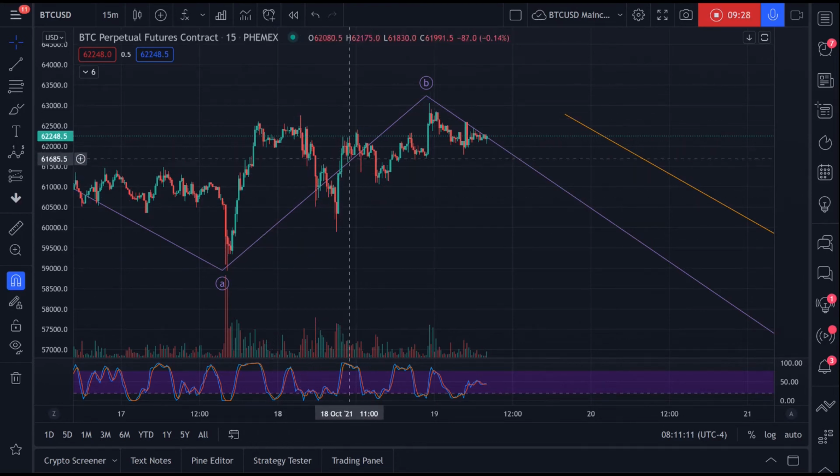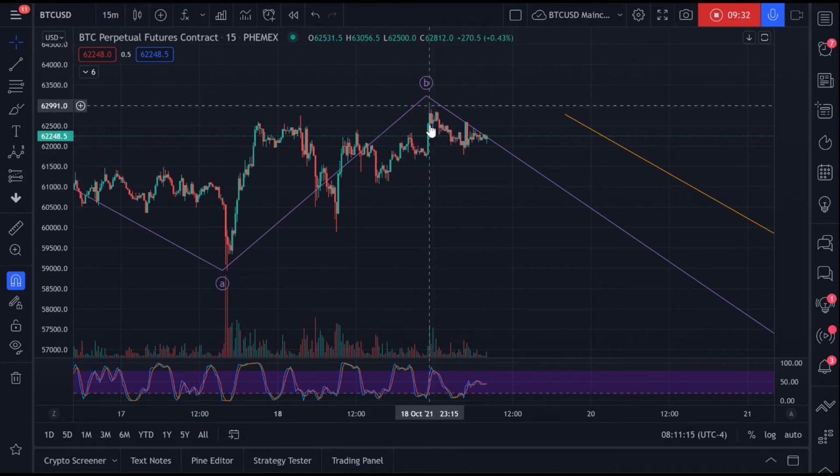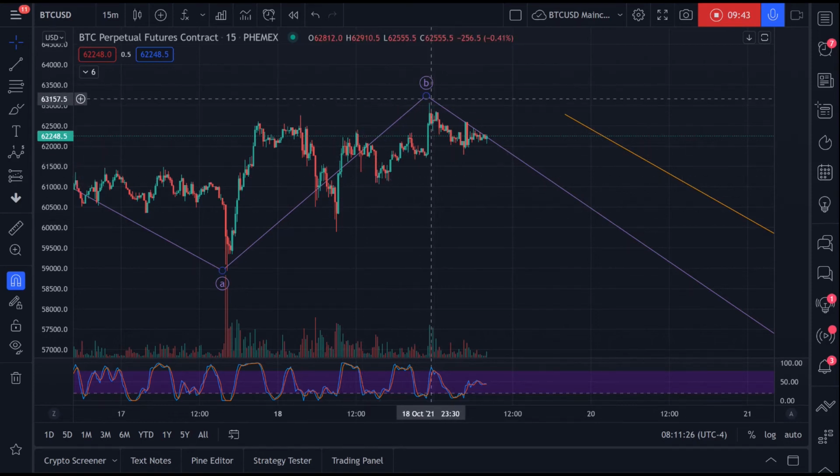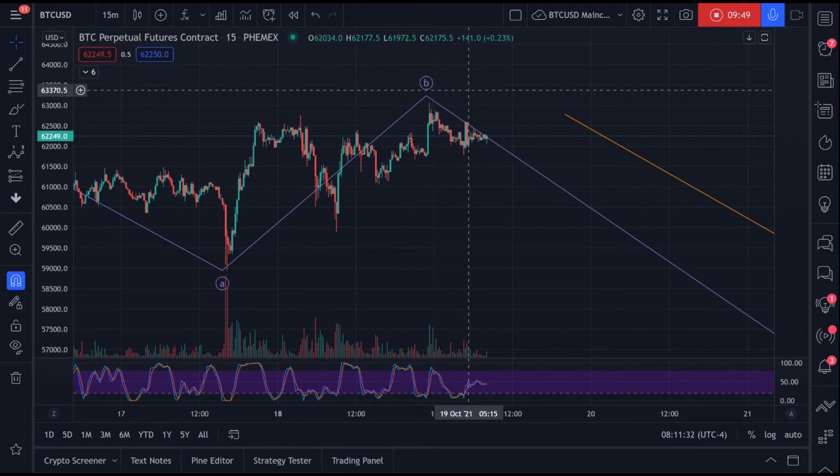So you get A, B, and then 1, 2, 3, 4, 5. You got a diagonal 5 waves, okay? And in a bullish context, the impulse is vertical, but here you get a diagonal 5 wave impulse. So once you see that strong green 5th wave, that lets you know, okay, that's B.